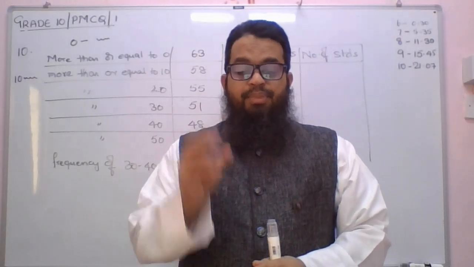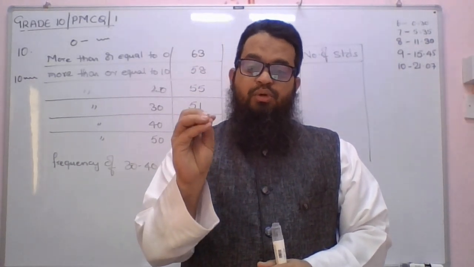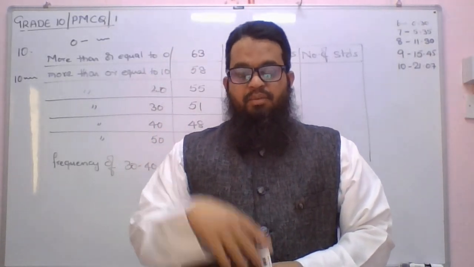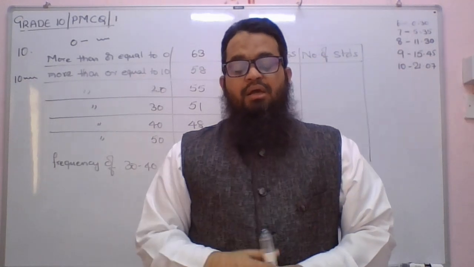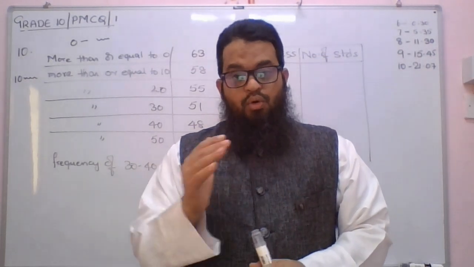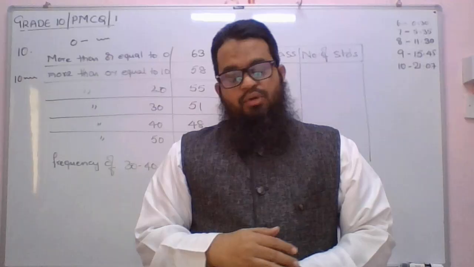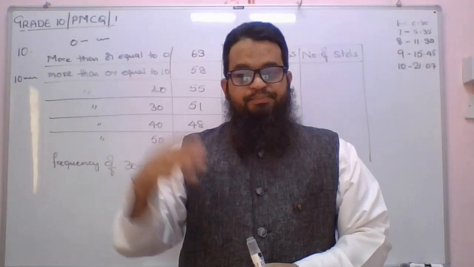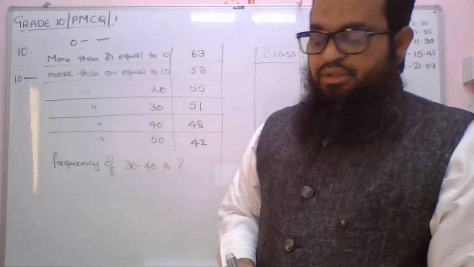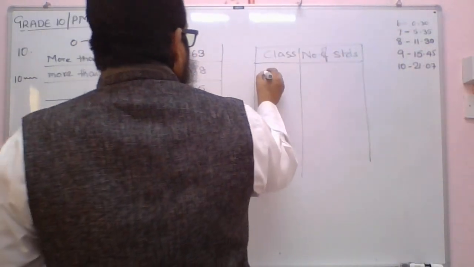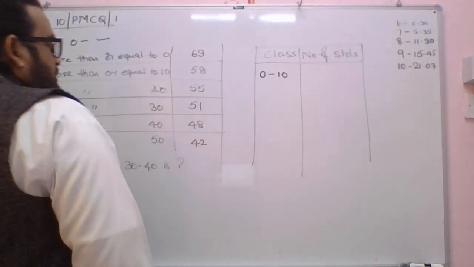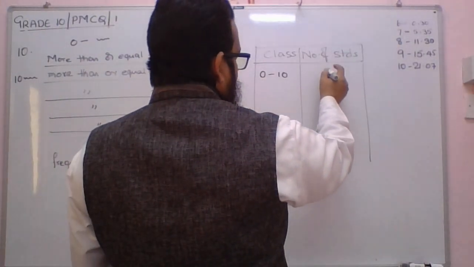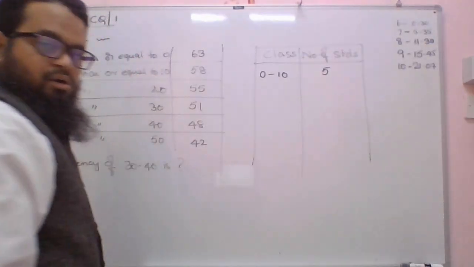So that means how many students got less than 10? Okay, 0 to 10, how many are there? Because previously for 0 to 80 you got 38 students, and now for 10 to 80 you got 30 students. So for 0 to 10, how many students are there? 38 minus 30, 8 students, right? So now the first class will be 0 to 10. How many students will be there? 63 minus 58. What is 63 minus 58? It is 5. Got it, my dear students?